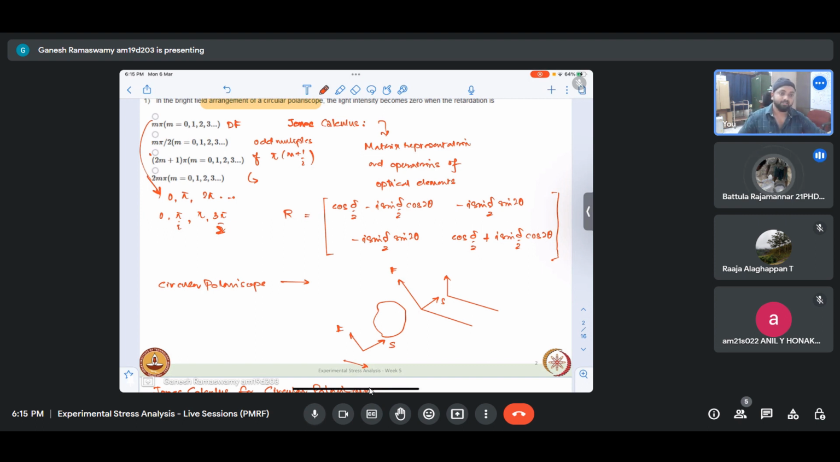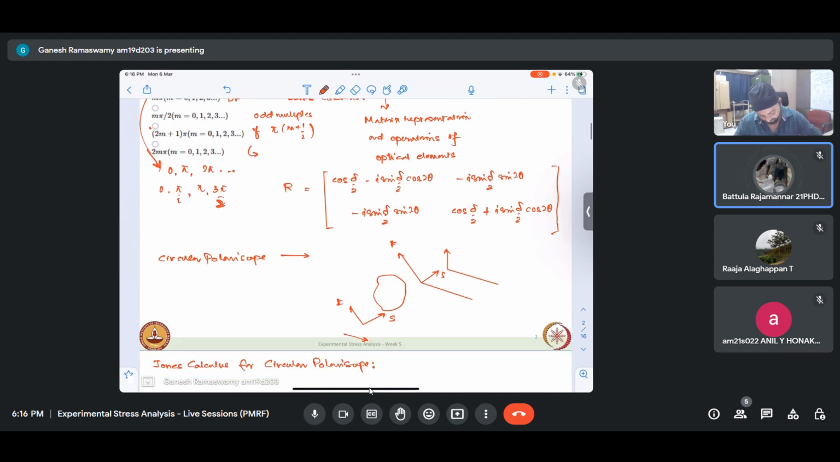Okay. No, option 4 also we'll see. Just a moment. In option 3, if I were to substitute 0, 1, 2, 3, then I'll get pi, and then 3 pi, and then 5 pi, etc. for retardation. So if we see here, delta by 2 is pi by 2, 3 pi by 2, 5 pi by 2, and so on.